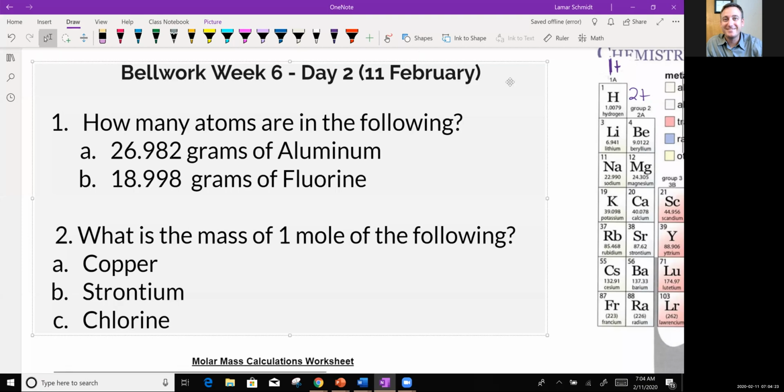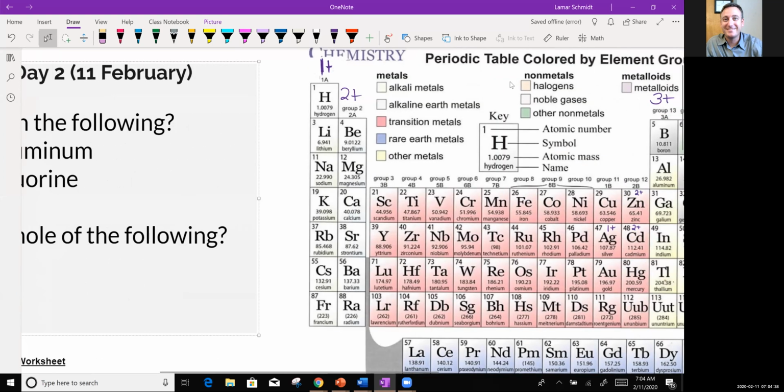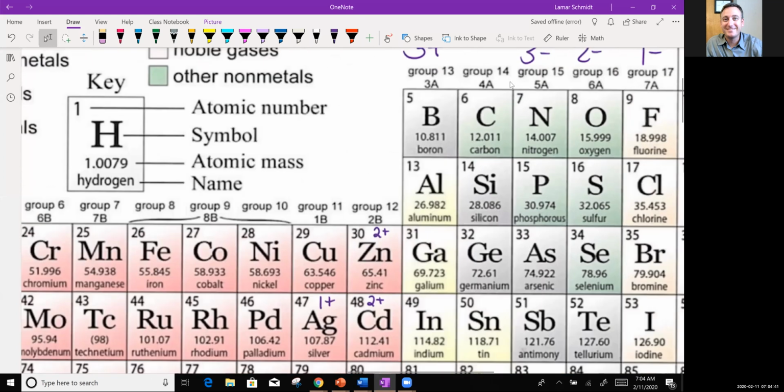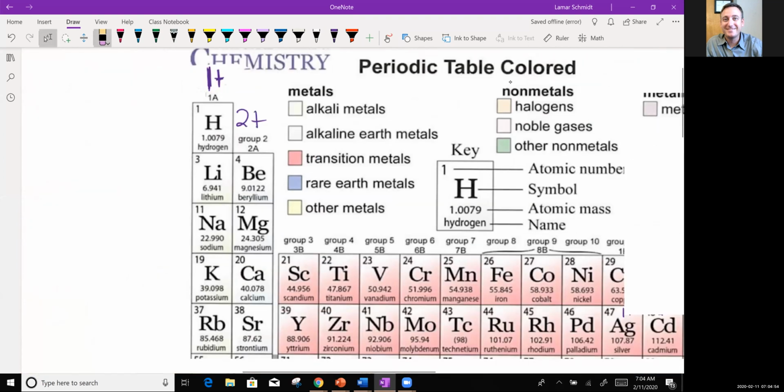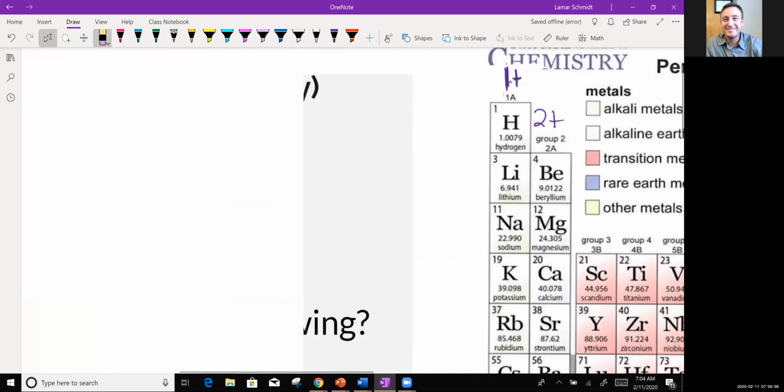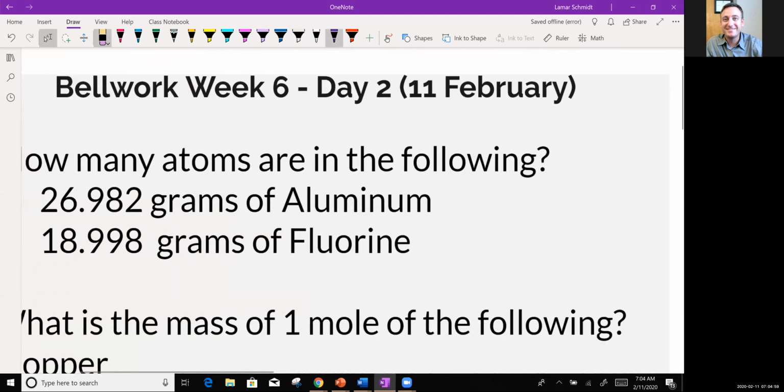All right, so we're looking at bell work for day 2 on 11 February, and we have a couple questions here. How many atoms are in the following? A says 26.982 grams of aluminum. You want to know how many atoms are in that mass. So what you do is you go to your periodic table, and what you see is the molar mass of aluminum is indeed 26.982 grams. And that tells you the mass of exactly 1 mole of atoms. So your answer to this question is 1 mole.